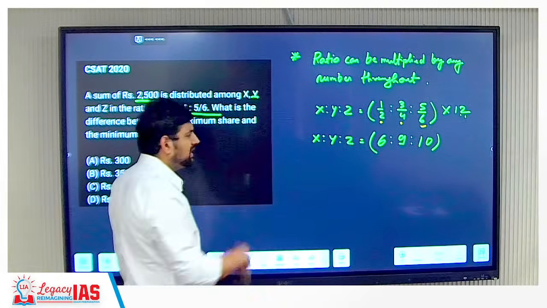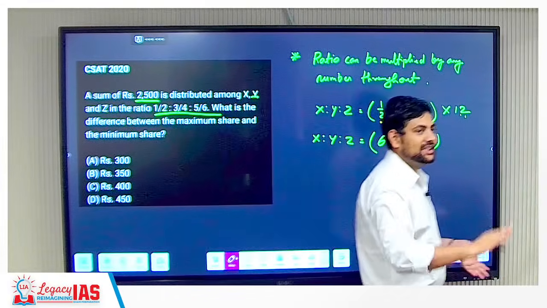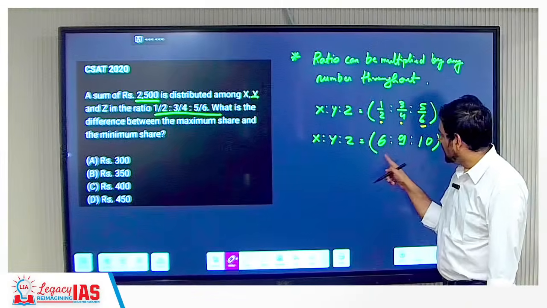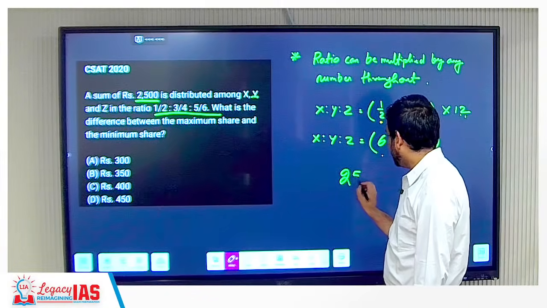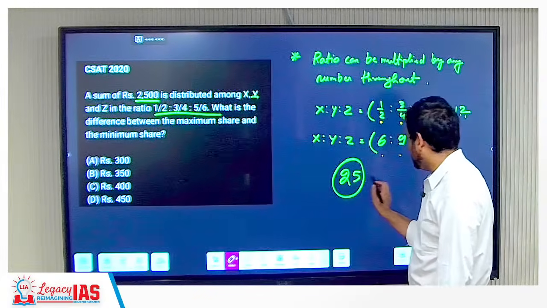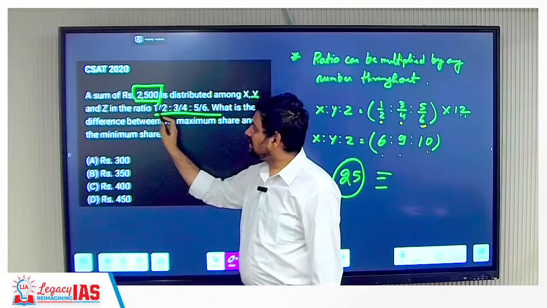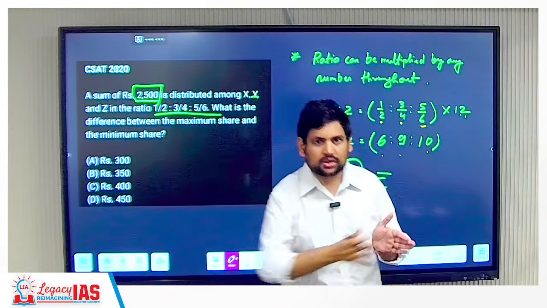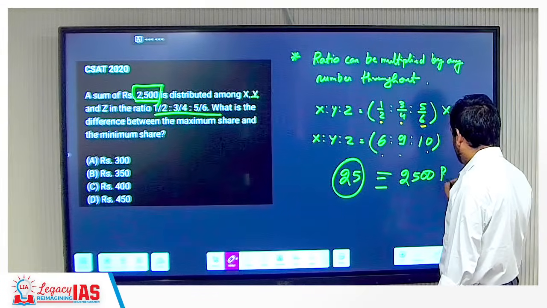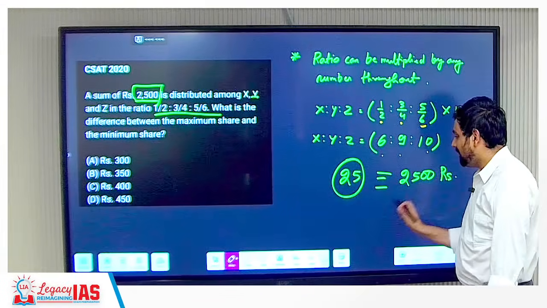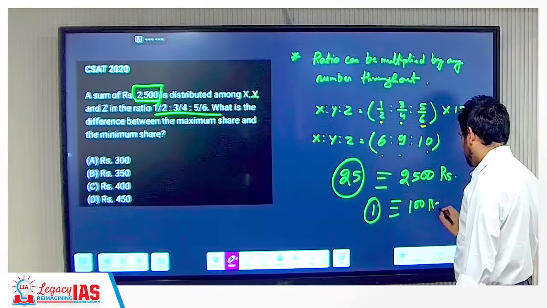Now, once you get this ratio, this is much easier to deal with. What is the total sum of money? Total ratio points 6 plus 9, 15, 15 plus 10 is 25 ratio points. This 25 ratio points is equivalent to what? According to the question, a sum of 2500 is divided. So the total sum of money is equivalent to 2500 rupees. Correct? If I divide this, then 1 ratio point is equal to 100 rupees.